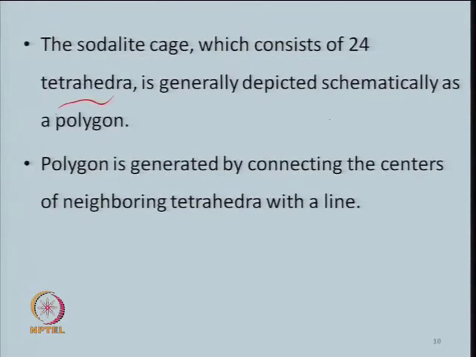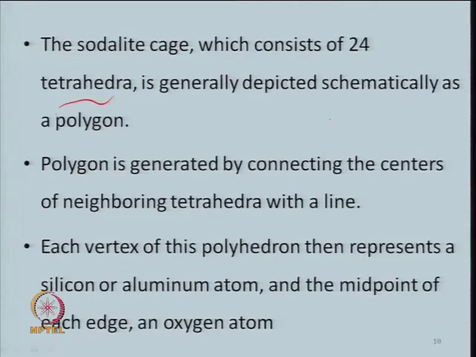So, this is the polygon, right, which is generated by connecting the centers of the neighboring tetrahedra with a line, right. So, now depending upon this connection, you have different kinds of structures or frameworks of the zeolite, right. So, each vertex of this polyhedron then represents a silicon or aluminum atom, that is, the corner is now representing the T atom, right, silicon or aluminum, and oxygen is at the center of that, right. So, the silicon or aluminum atom is at the vertex and the midpoint of each edge is an oxygen atom.